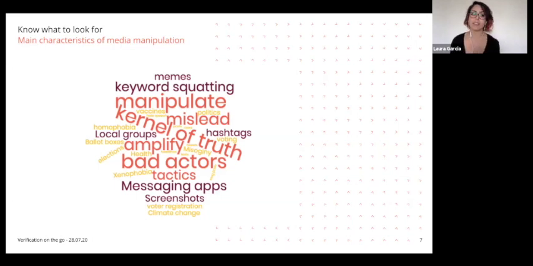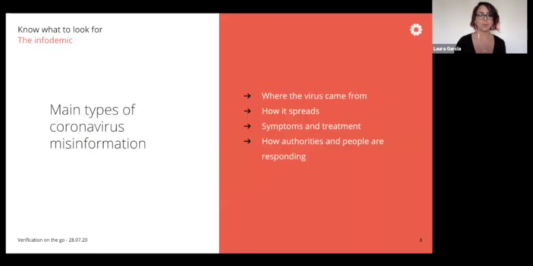And they do it in a really effective way through these tiny screens that we carry around in our hands, because they're tiny and because we consume stuff on phones so much quicker than we do on computers, right? Think at the speed at which we do this. How much of that do we actually take a little bit of time to consider before we share or forward? From our research, we have seen that the main types of coronavirus misinformation come in the shape of 4 questions: where the virus came from, how it spreads, symptoms and treatment, and how authorities and people are responding.